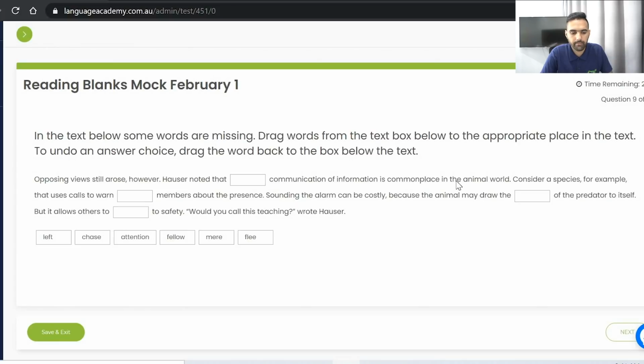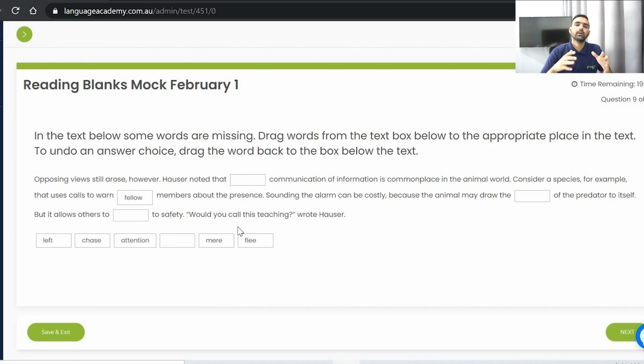Consider a species, for example, that uses calls to warn. Now, a species which is using calls to warn dash members. Which members? Not left members, you'll say leftover members, chase members, attention members, fellow members. Fellow members will be the right answer because one member is making the other members of the same species aware that yes, there's threat around. So fellow means, if I say he's my class fellow, it means he's studying with me in the same class.